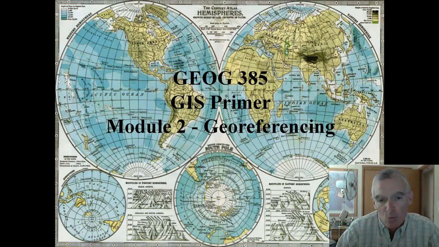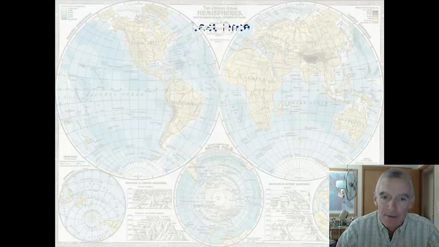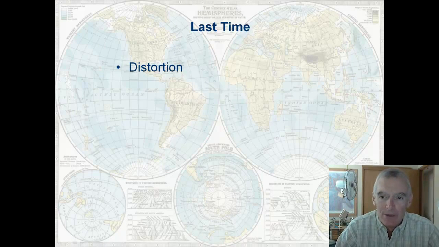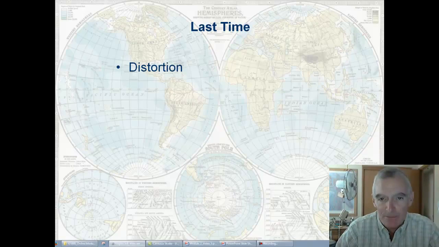Okay, welcome back. We're working our way through Module 2, which is all about georeferencing. Last time I spent a lot of time talking about distortion, and that's one of the key things you need to know about georeferencing, because when you model this 3D object as a 2D map, you're going to be distorting either shapes, areas, distances, or direction, and you need to know what you're distorting so that your map, as realistically as possible, depicts the thing you think is most important.